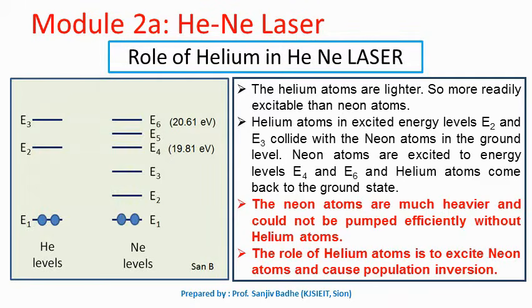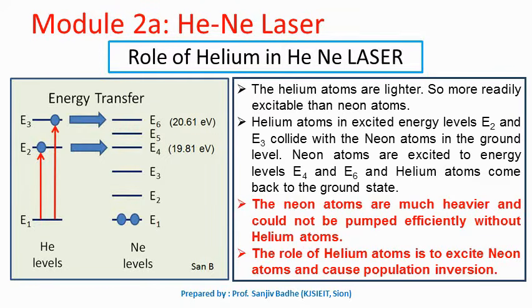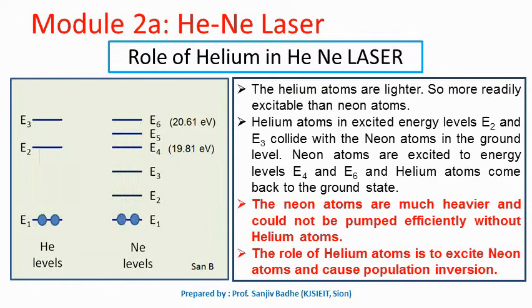Now when the helium atoms are supplied with energy, they go to energy levels E2 and E3. Because E3 and E6, E2 and E4 lie at the same level, these helium atoms can transfer their energy to the neon atoms in the ground state. As a result, neon atoms are excited to E4 and E6, and as the helium atoms give their energy, they fall down and come back to the ground state.